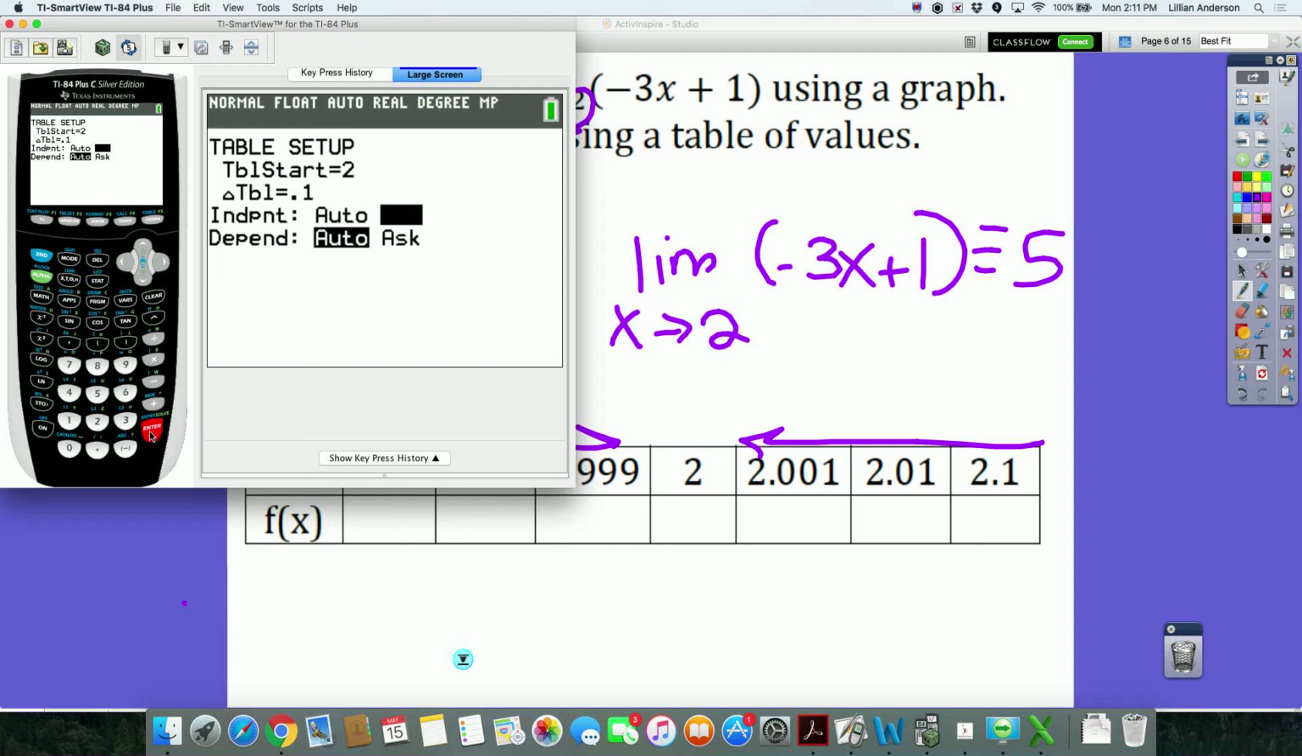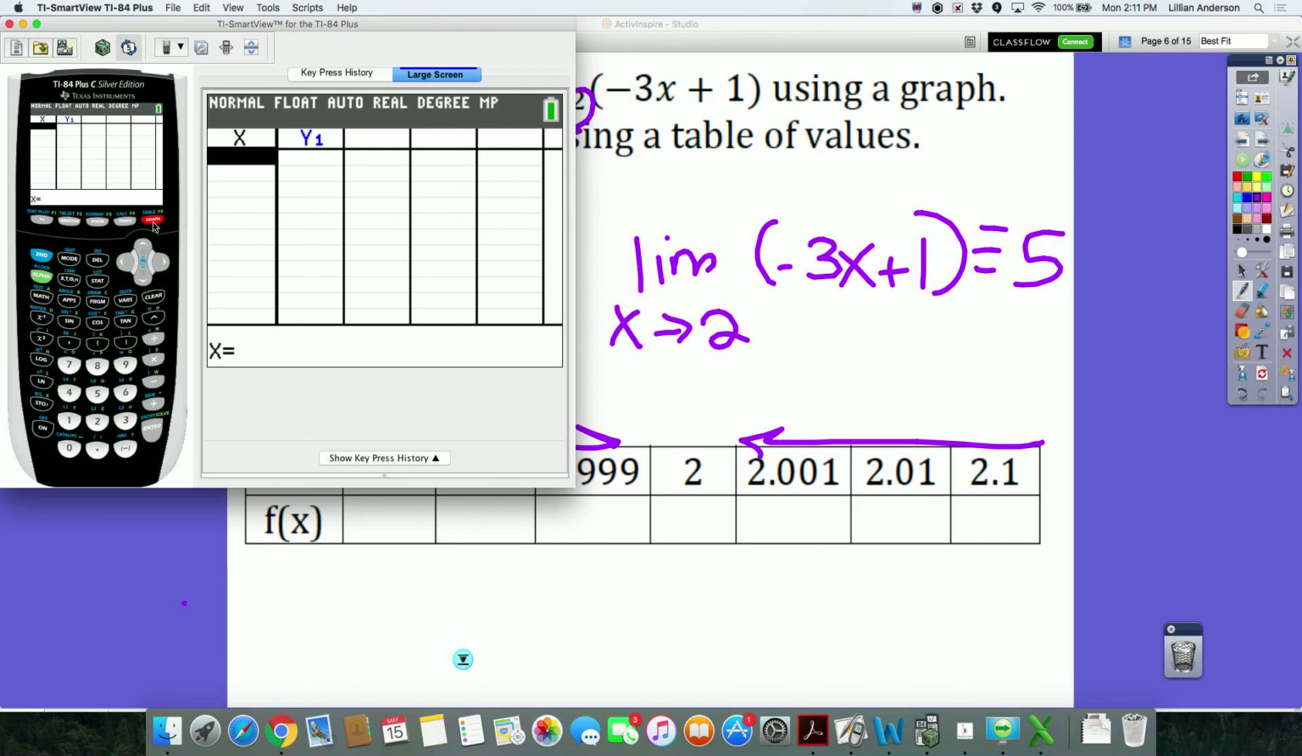The table value doesn't matter. The one above independent doesn't matter. The only reason why it doesn't matter is because we put it to ask. So it's ask, we're going to tell it what we want it to find. If we left it on auto, then those would matter up there. So is everybody okay? Is everybody on ask? Okay. So press the second button, and now press the graph button.